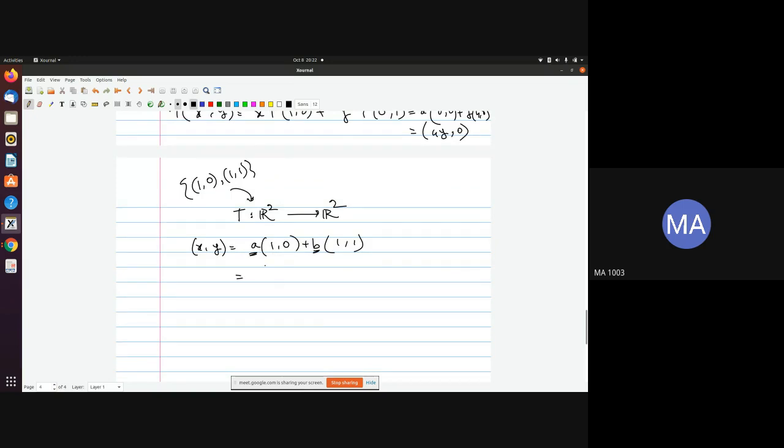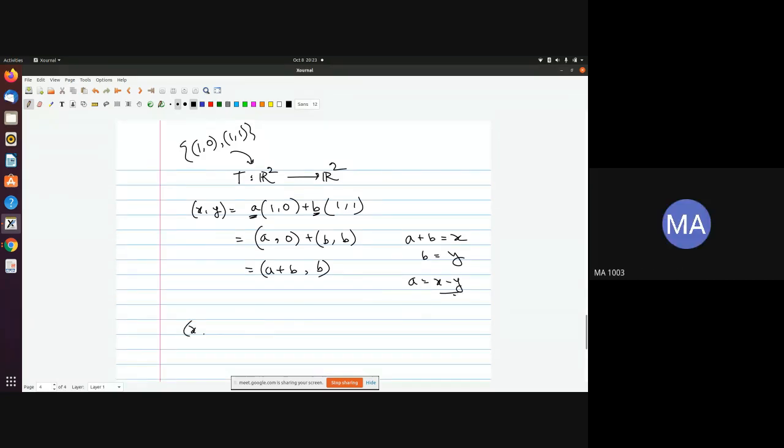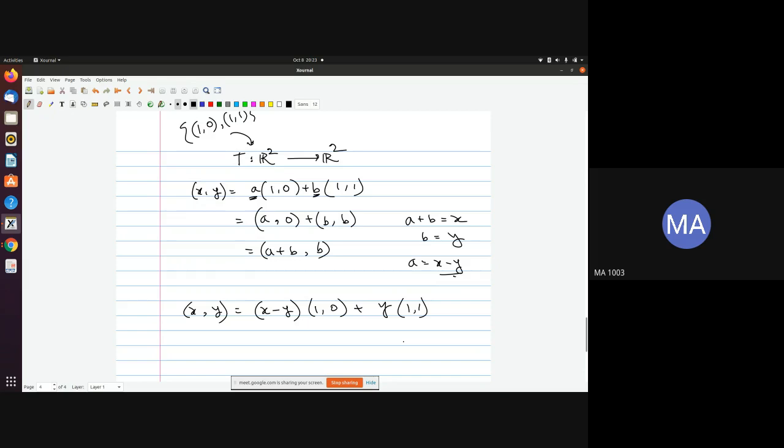So what I need is (a, 0) plus (b, b). So this is a plus b and this is b. So a plus b should be x and b should be y. As b is y, what should be a? It is x minus y. So basically I can write (x, y) as (x minus y) times (1, 0) plus y times (1, 1). Any doubt till this point?